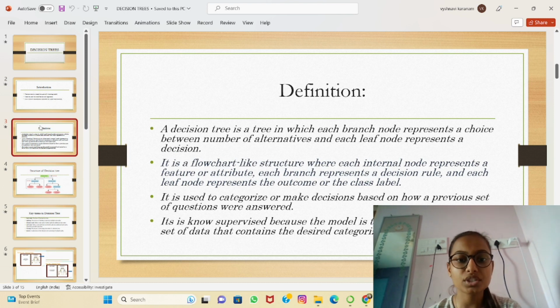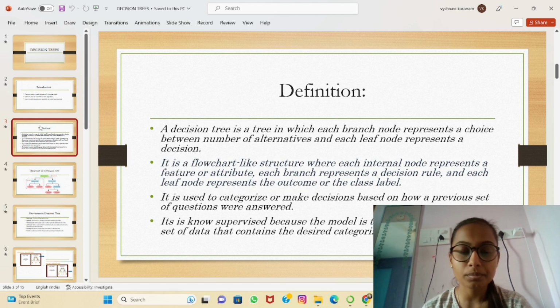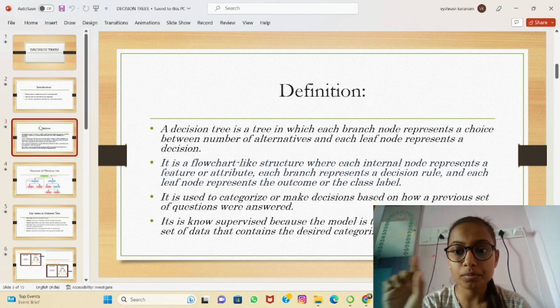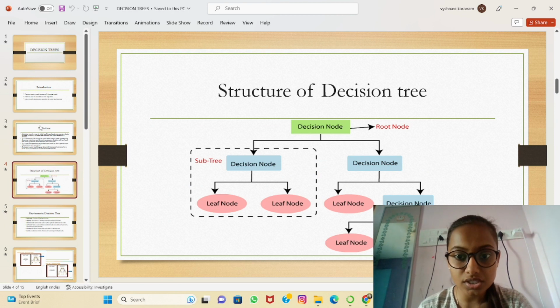Let us see the definition of a decision tree. A decision tree is a tree in which each node represents a choice between a number of alternatives. Each leaf node represents a decision. So, the branch node represents a choice, like what choice we are going to make, and the leaf node represents the answer we will get by that. The decision tree is going to predict what the answer will be. So this is the structure of a decision tree.